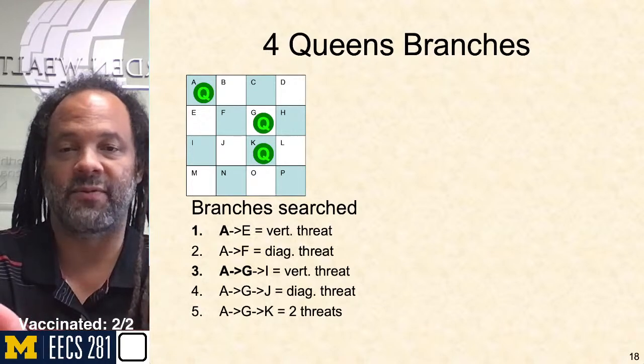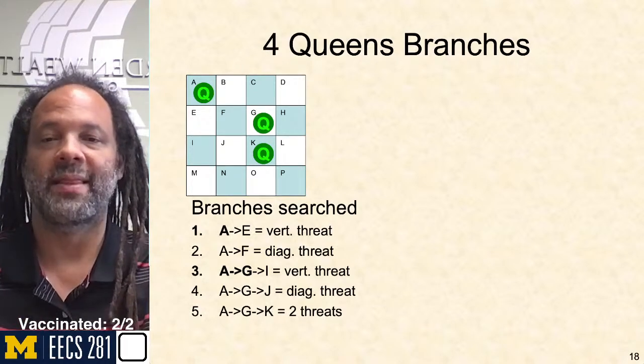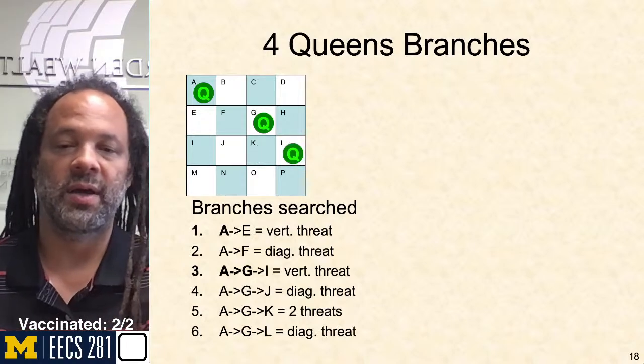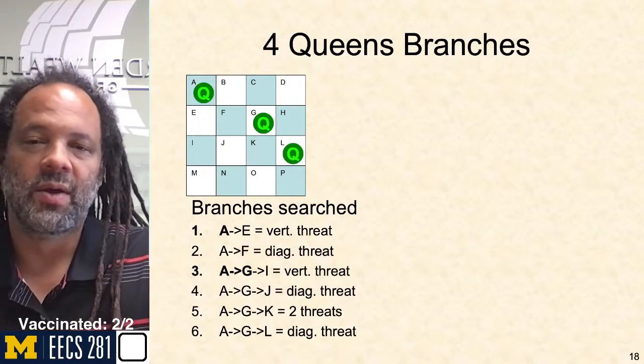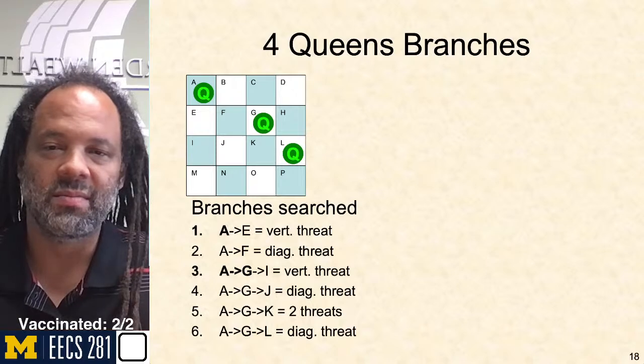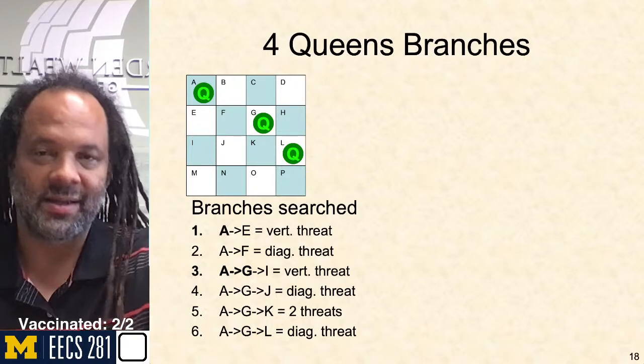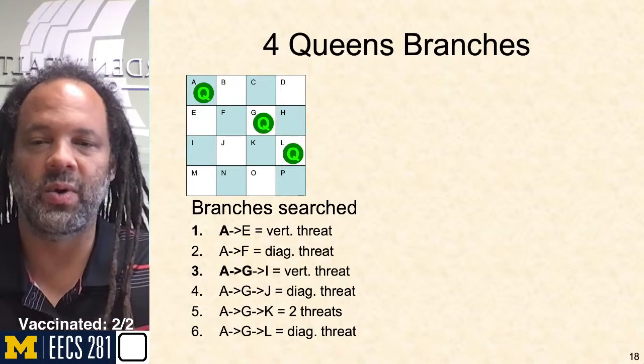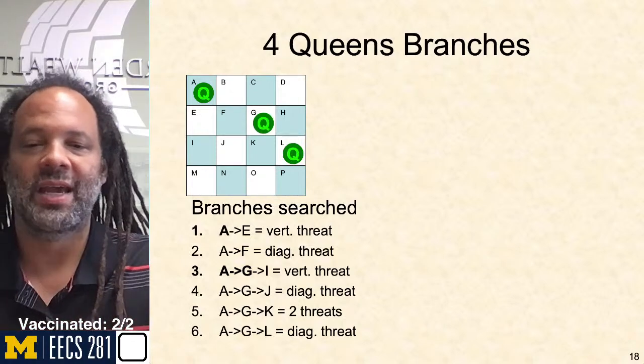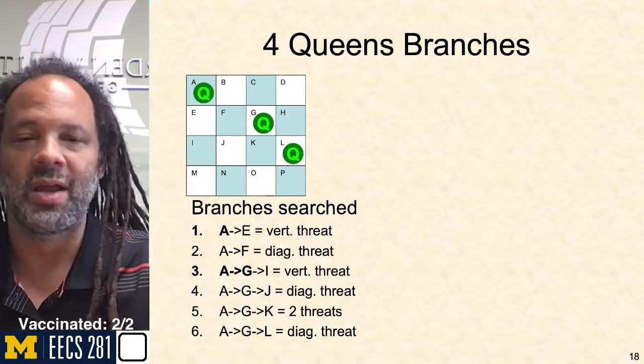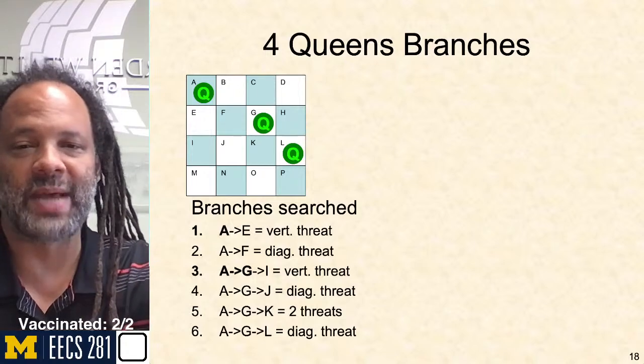It's diagonally threatened by the 1st row and vertically threatened by the 2nd row. So I move on to the 4th column in the 3rd row. It's threatened, of course, by the queen in the 2nd row. So there's my 6th branch investigated. So far, no bueno. Time to backtrack.